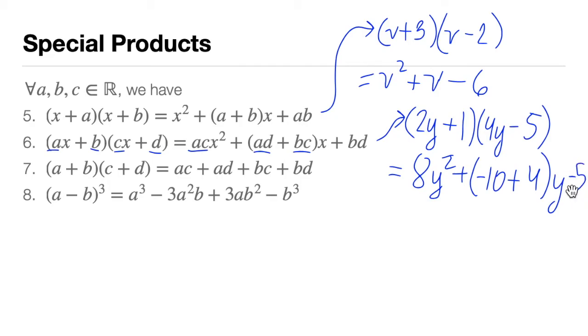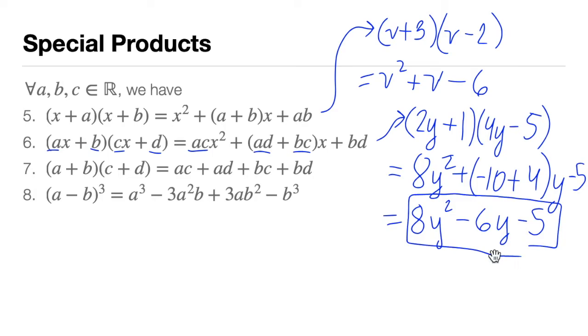Okay, it fits. Then I think we need to simplify the middle term. So what we have is 8y squared. Negative 10 plus 4 is negative 6. So let's make that minus 6y minus 5. And that's our example for number 6.